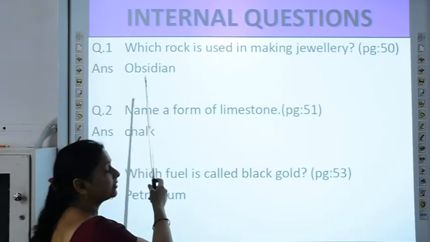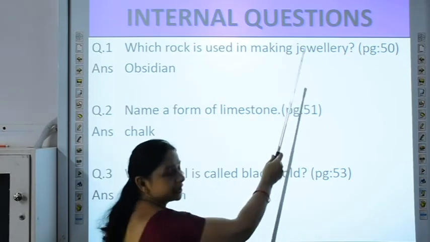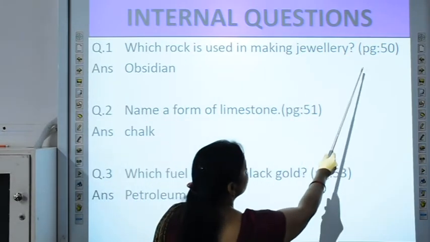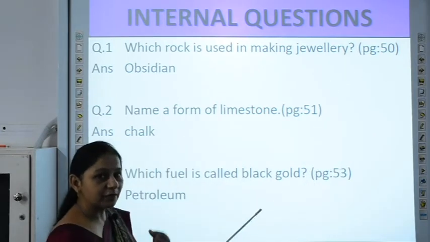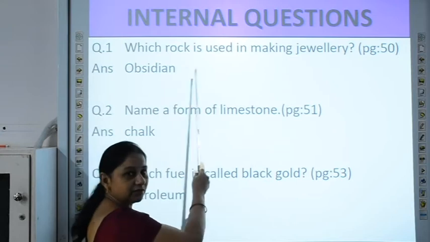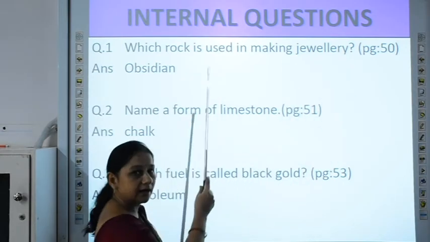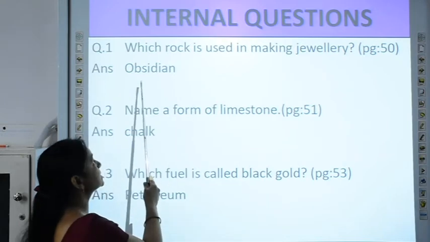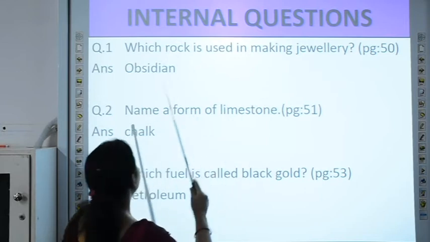The first internal question here is, which rock is used in making jewelry? You can write this question, children, on page number 50. You need to take up your pencils and note down this question in your book, page number 50, and write down the answer for this, that is obsidian. Obsidian is used for making jewelry.